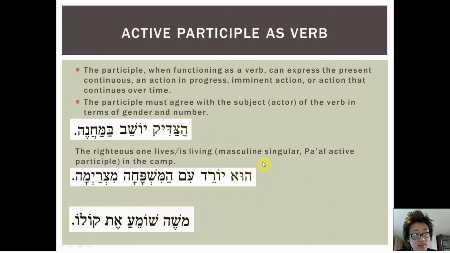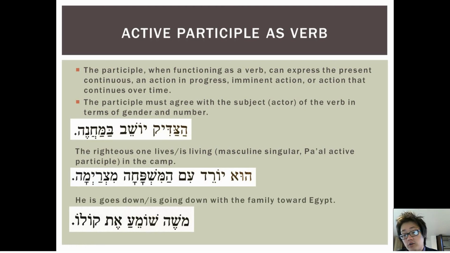Now the subject of this verb is he. Do you remember yarad? This refers to going down or descending. So he is descending. Im hamishpacha, do you remember hamishpacha? This is the word for family, and this is of course the word for Egypt, Mitzrayma. He is descending with the family, or he goes down or is going down with the family toward Egypt. That's our directional hey at the end of Mitzrayim, right? So this is again a masculine singular, active participle with the subject hu.